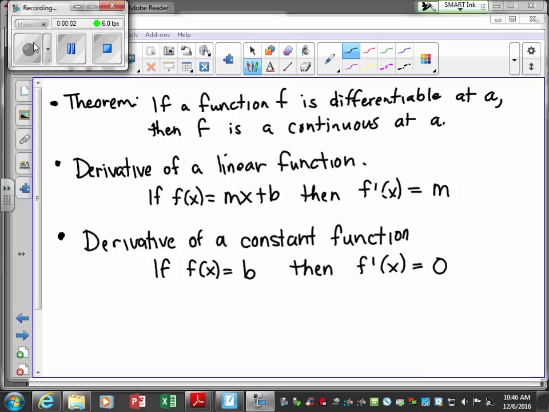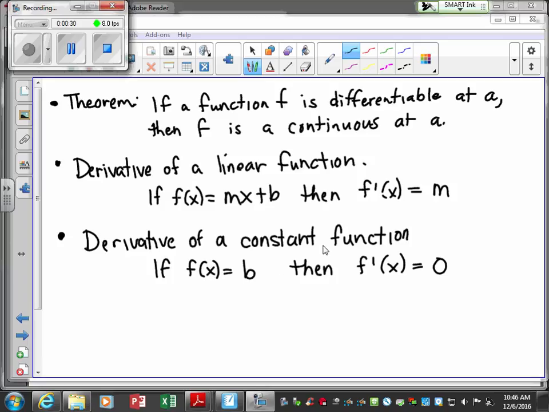Okay, this next part we're just going to start with some theorems and properties that are given in your text. So if a function f is differentiable at a point a, then f is continuous at that point. Also, the derivative of a linear function, if f(x) = y = mx + b, this is your slope-intercept pretty much, then the derivative is equal to the slope.